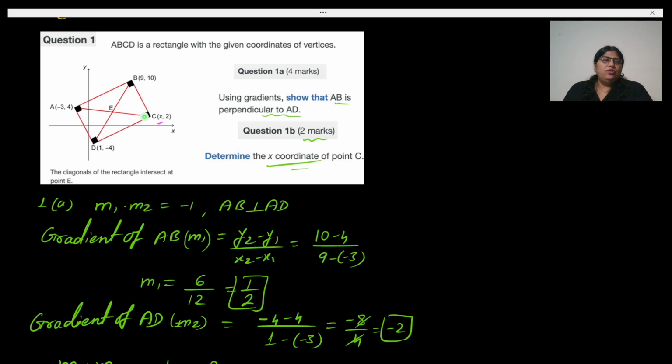Now there are different ways to do it. One of the ways, because you know that the gradients of parallel lines are equal, is to take AB and CD as parallel, and we have already calculated the gradient of AB. So M1 will be equal to M2 if I take the gradients of AB and CD. Or I can find the midpoint E using the coordinates of B and D, and once I get it, I can again use the midpoint to find the x coordinate of C. Now I am going to use the gradients being equal.